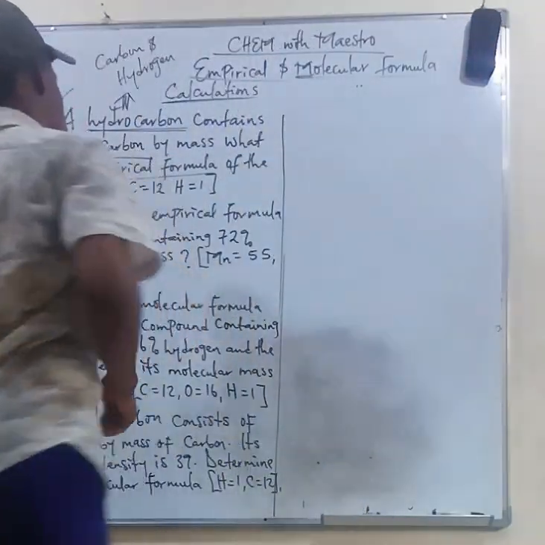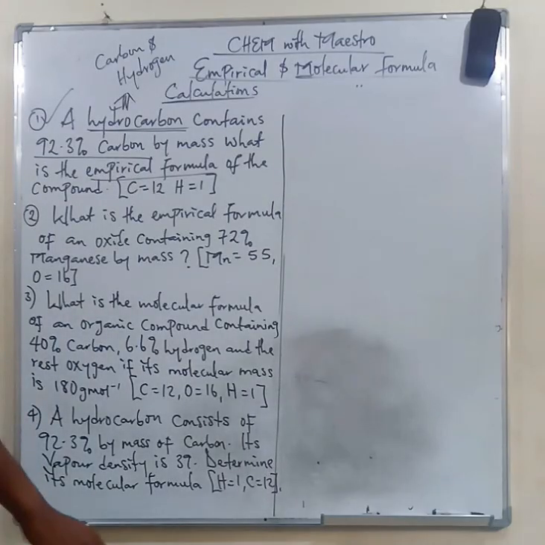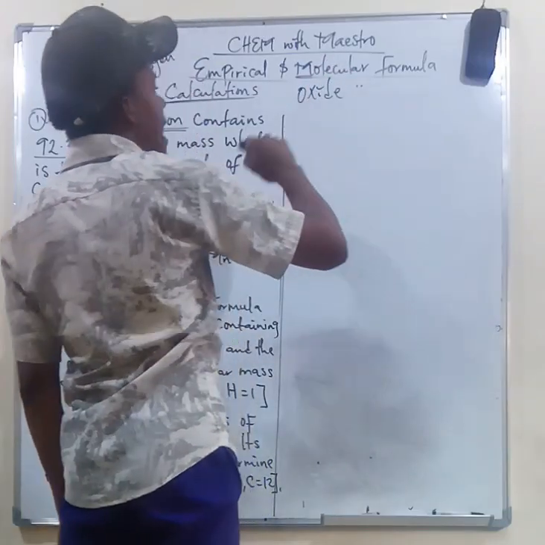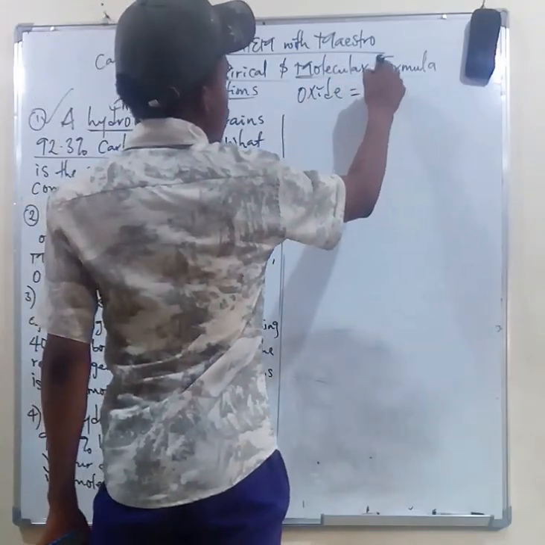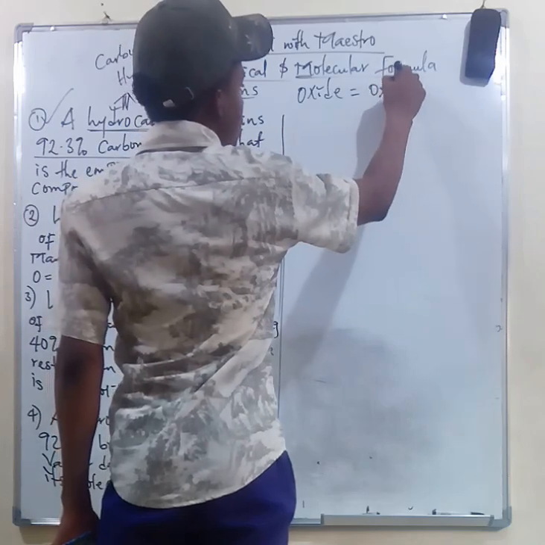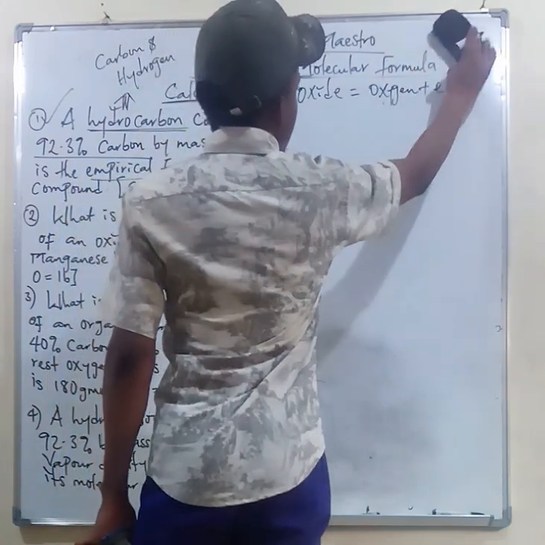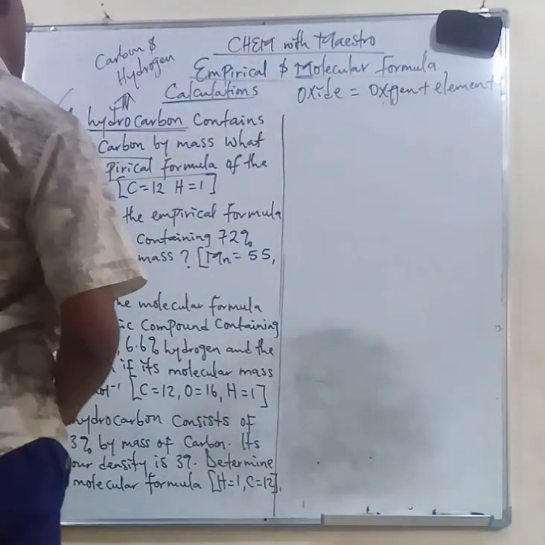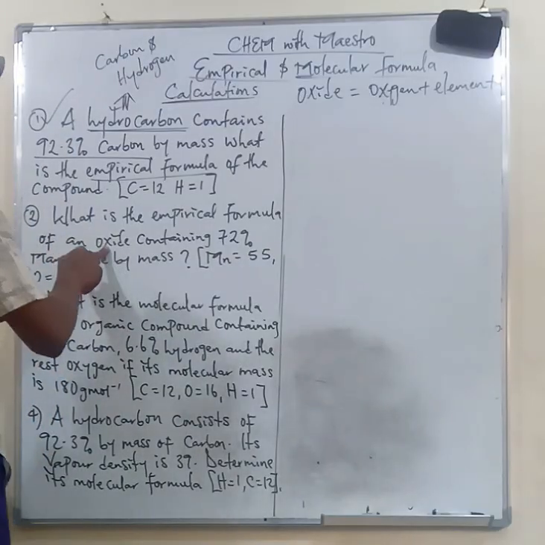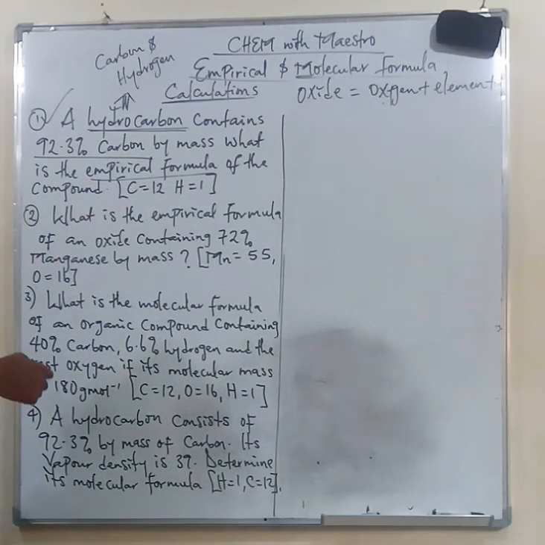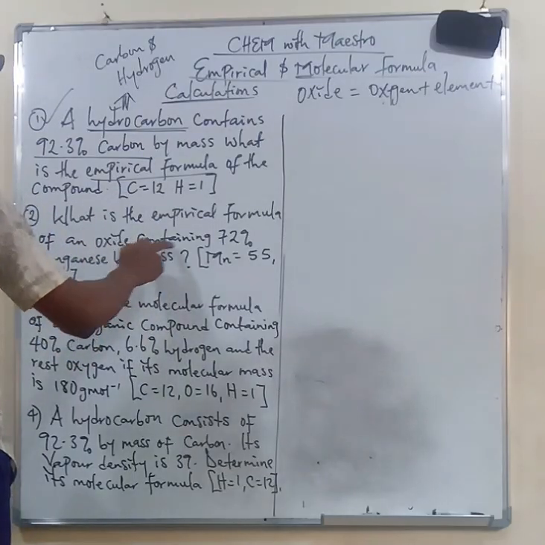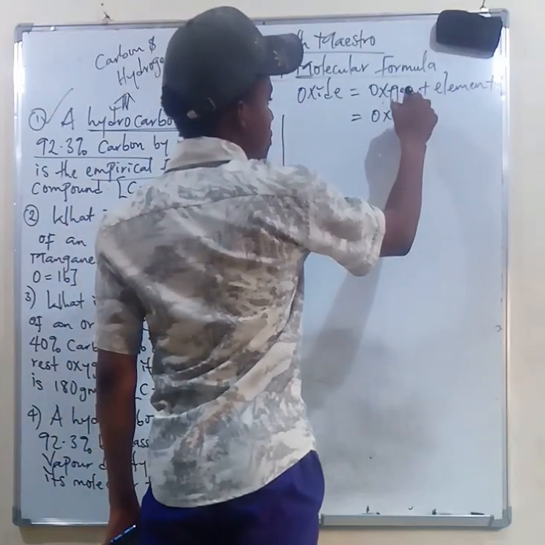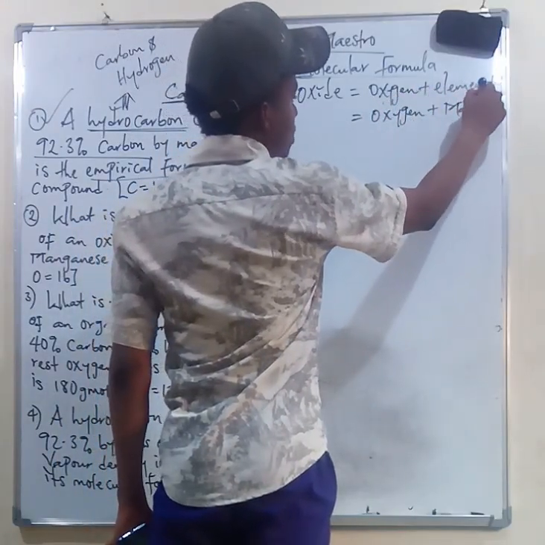Alright, question 2. What is the empirical formula of an oxide? Now, what is an oxide? An oxide is oxygen plus elements. So it can be any element. The element can be a metal or a non-metal. So an oxide means you are expecting oxygen in the compound and an element. If you look at what they give you, an oxide containing 72% manganese, the oxide here is referring to oxygen and manganese.